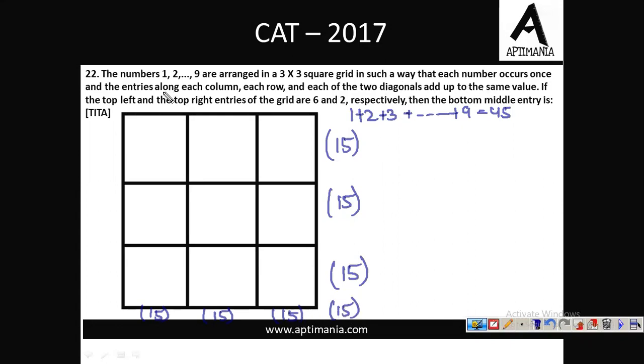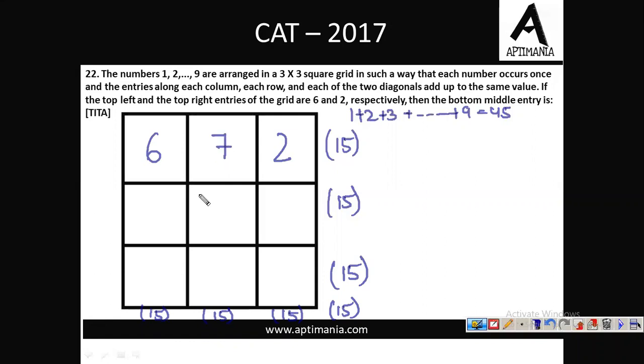Again, what is given to you is the top left and the top right entries are 6 and 2. Top left and top right entries are 6 and 2, right? Then the bottom middle entry, this is the entry that we need to determine. Okay, perfectly fine. So let's start with the same. If the sum of this entire row is 15, out of which 6 and 2 are already given to us, the third value has to be 7.